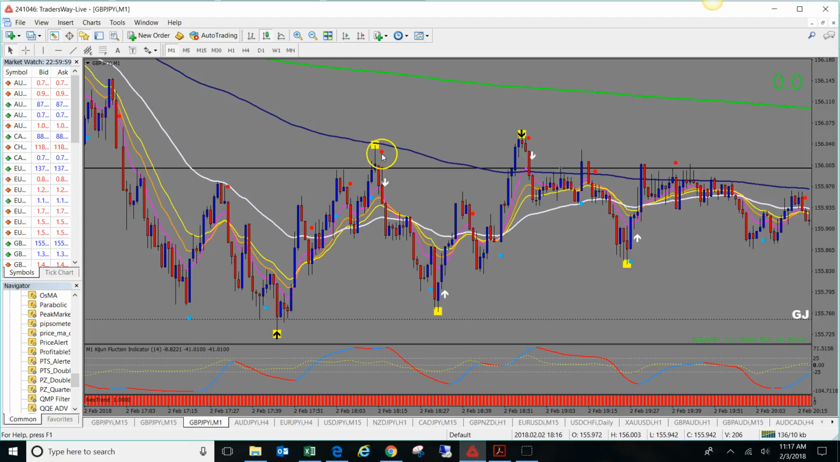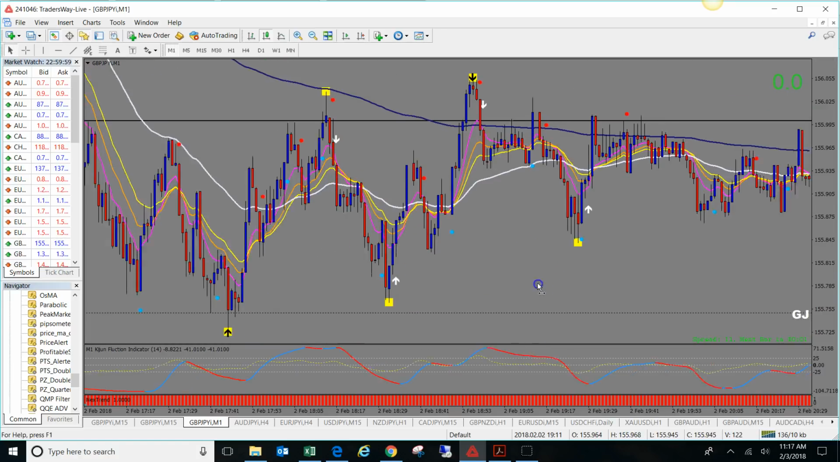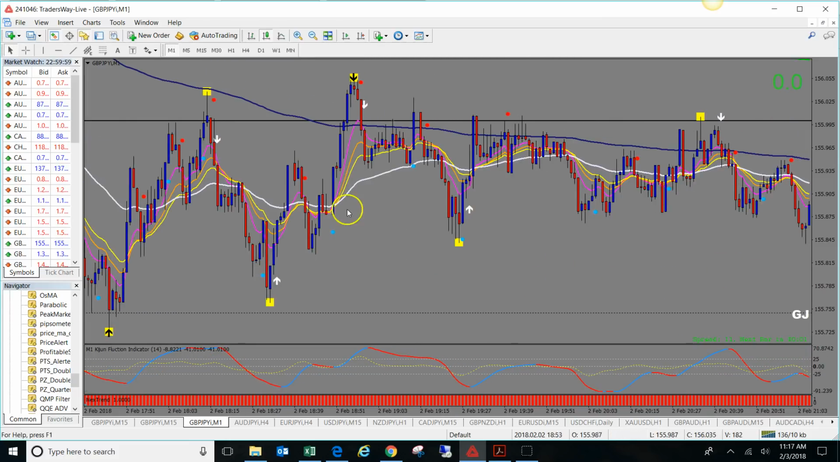And I will mention this, that these dots appear after the close of the candle. They do not appear before the close of the candle, which is better to me because it's a little bit safer. If it was going to appear before the close of the candle, it could be a little bit riskier.